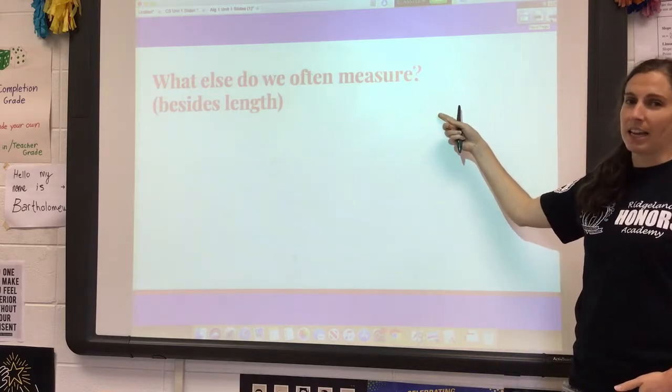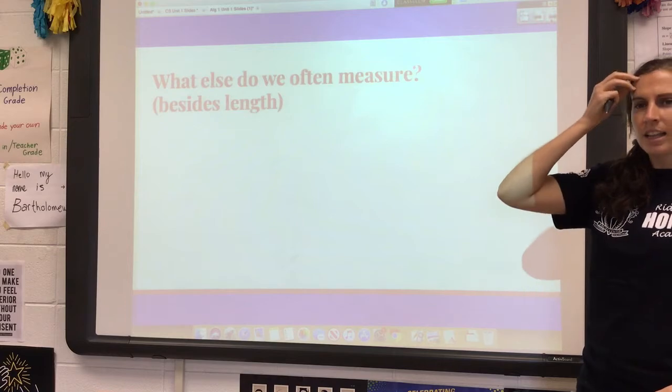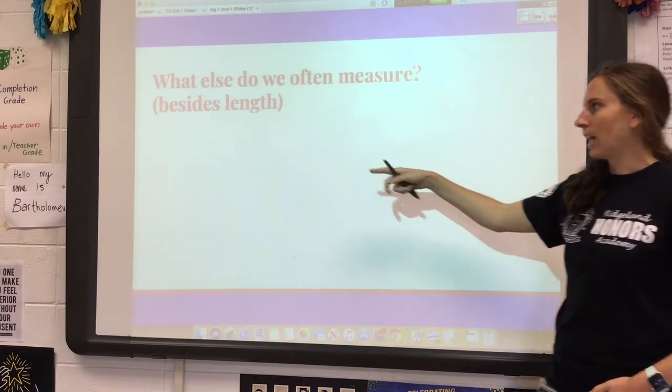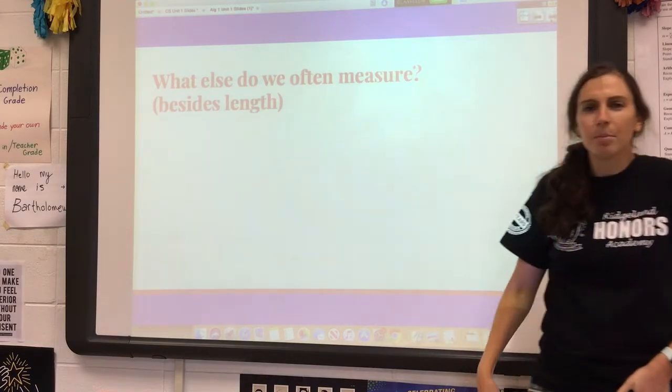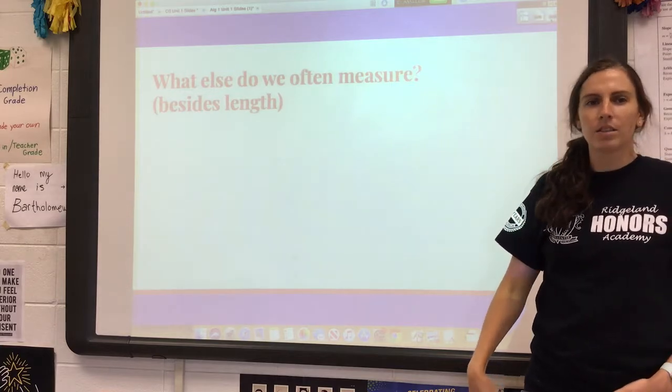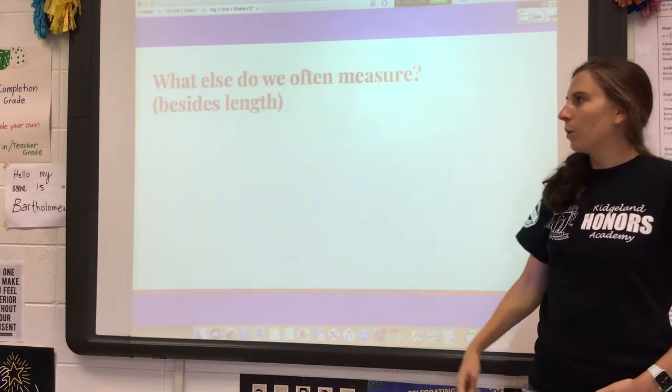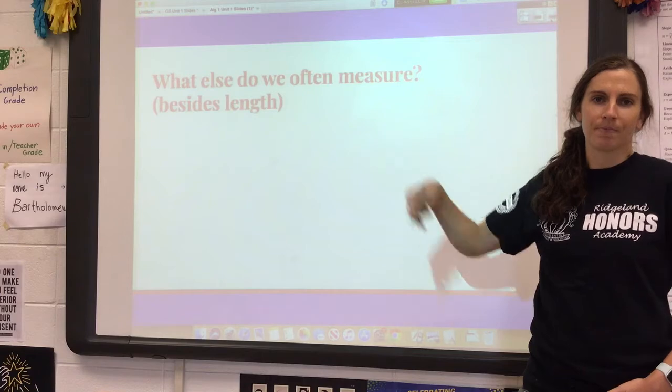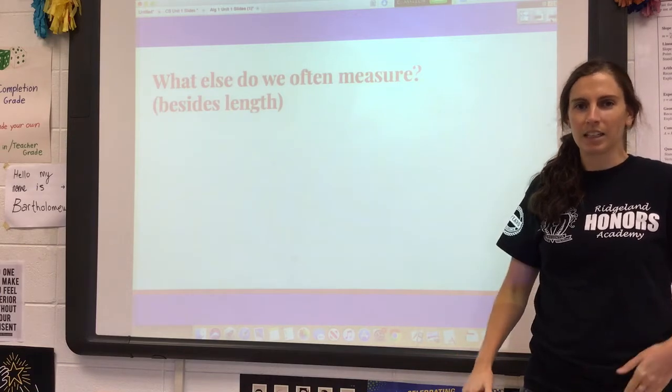We measure lots of things, so go ahead and pause the video right now. That last example was about length, so kilometers is a length, but there are many other things that we can measure. So pause the video and think about what are some other things that we measure. I feel like Dora the Explorer right now.